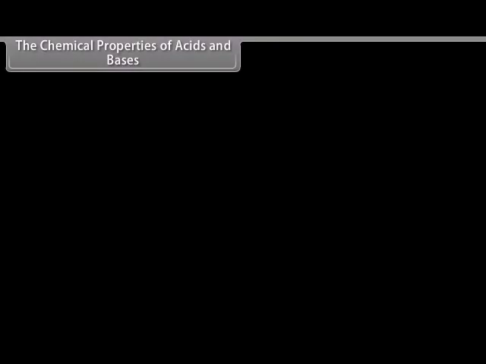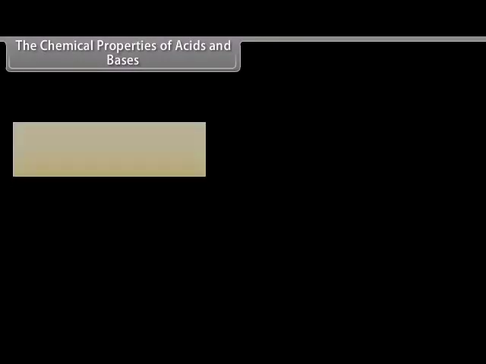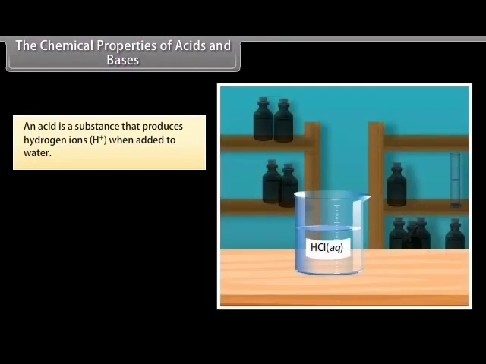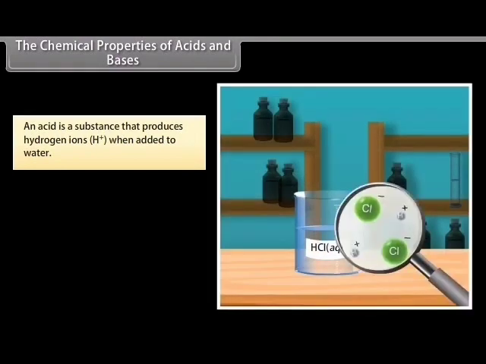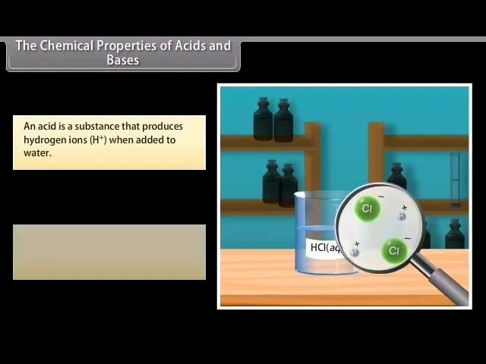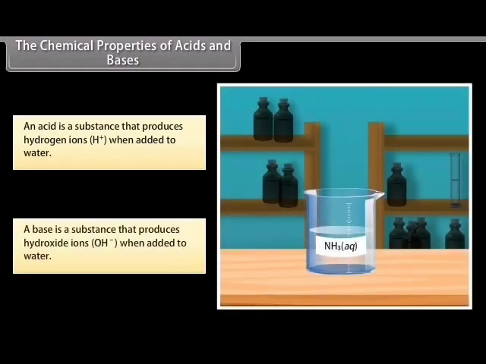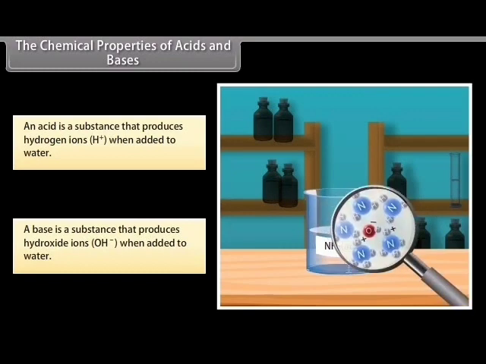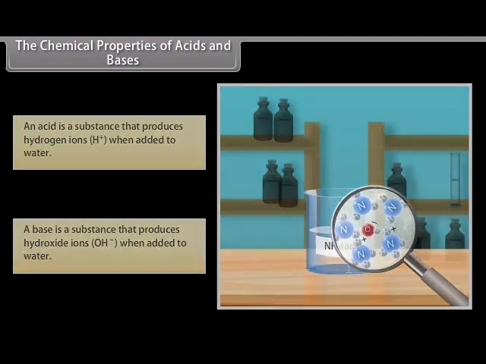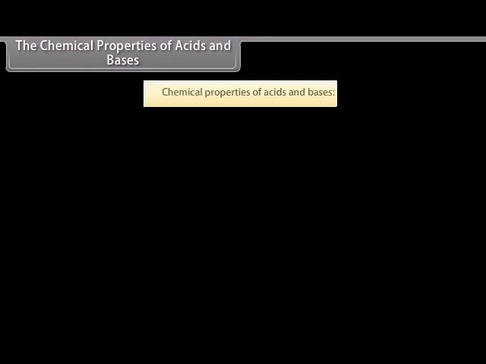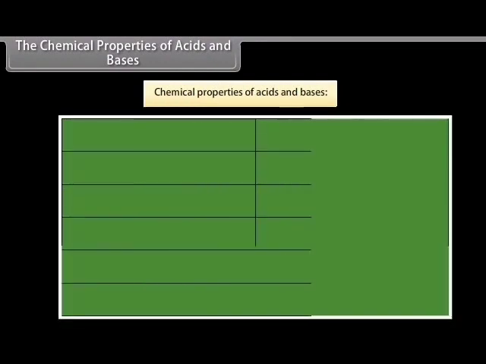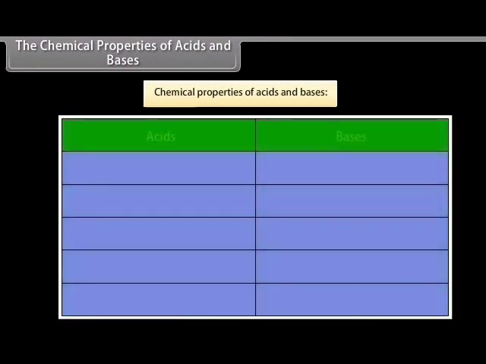The chemical properties of acids and bases. An acid is a substance that produces hydrogen ions, H+, when added to water. A base is a substance that produces hydroxide ions, OH-, when added to water. Both acids and bases have different chemical properties. Let's look at their properties.